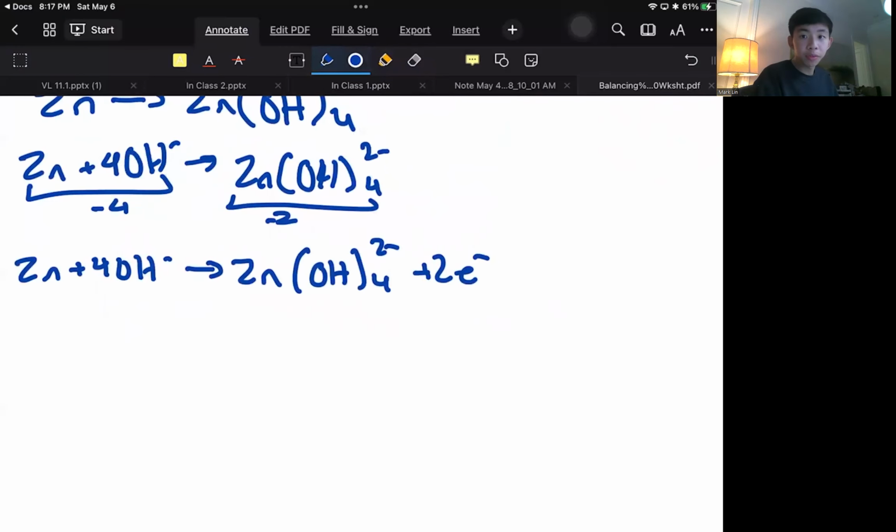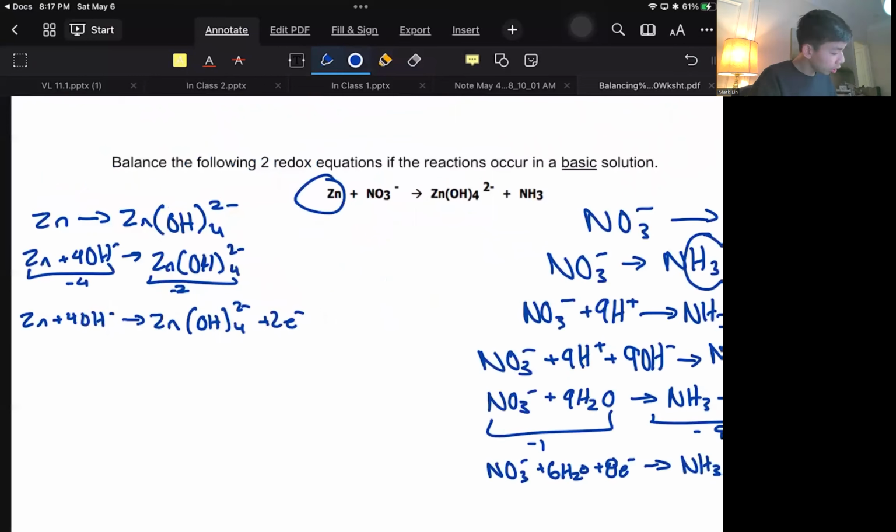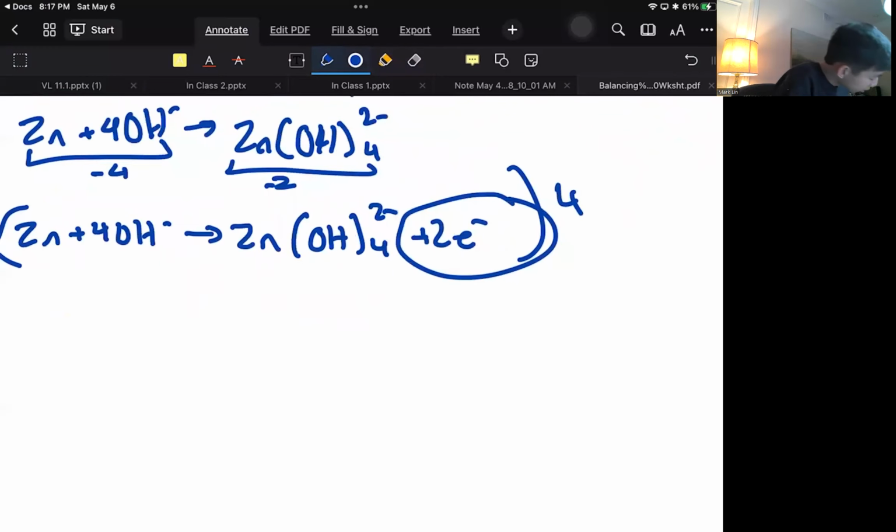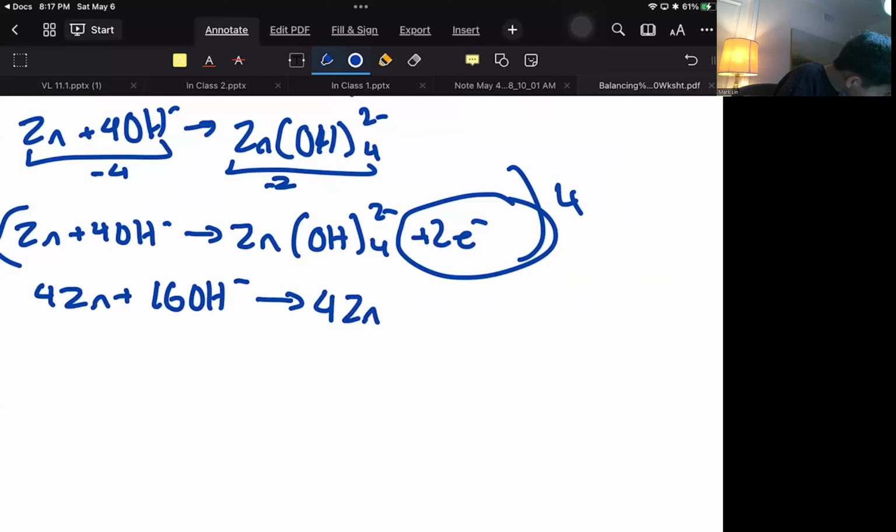Okay, now let's find the least common multiple. On this side, we have 2 electrons. On the other equation, we have 8 electrons. The least common multiple of 8 and 2 is 8. So we need to multiply this side by 4. 4 Zn plus 16 hydroxides gives us 4Zn(OH)4 2 minus plus 8 electrons.